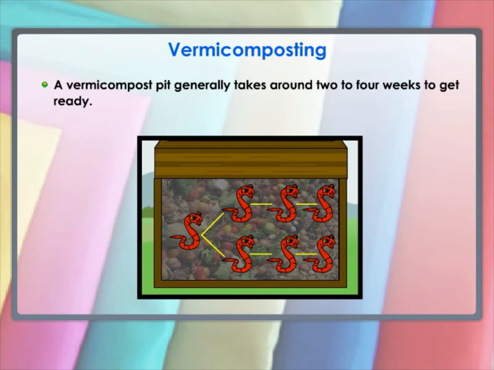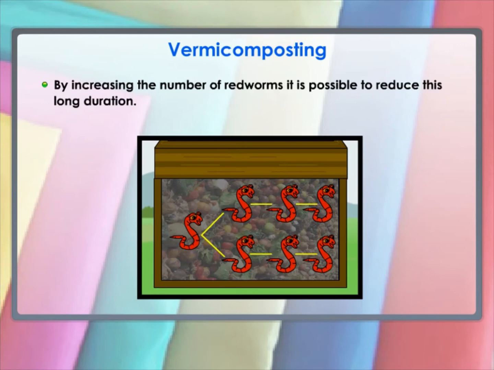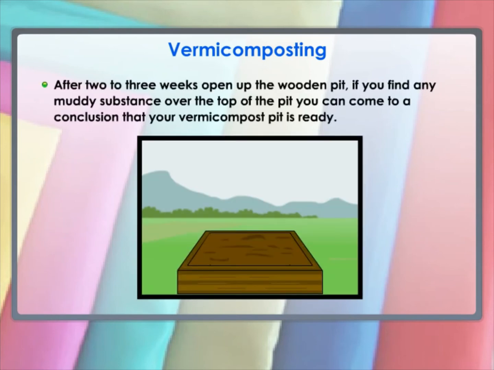A vermicompost pit generally takes around 2 to 4 weeks to get ready. By increasing the number of redworms, it is possible to reduce this long duration. After 2 to 3 weeks, open up the wooden pit. If you find any muddy substance over the top of the pit, you can conclude that your vermicompost pit is ready.